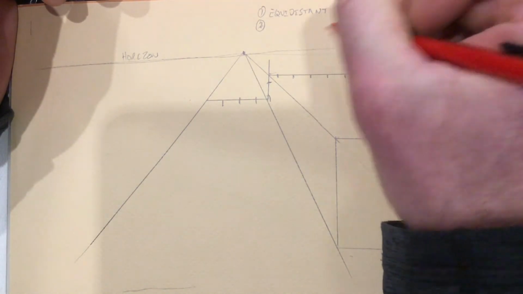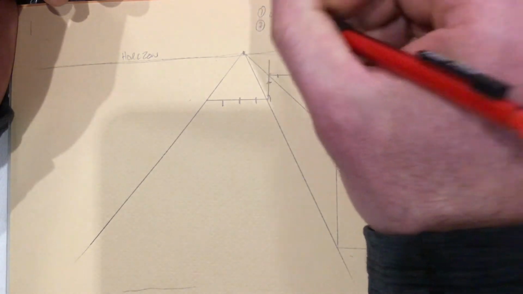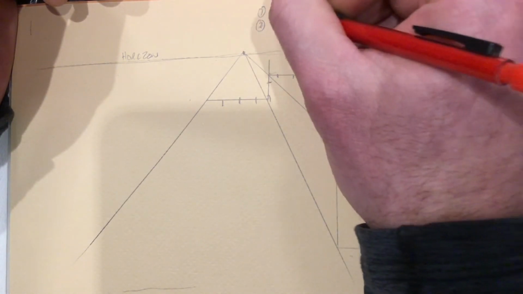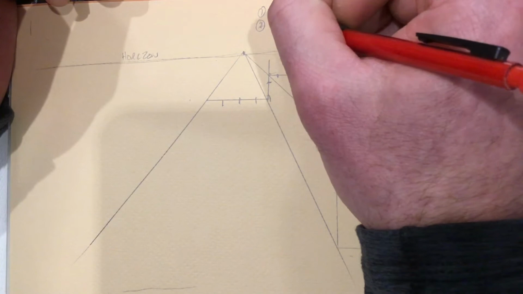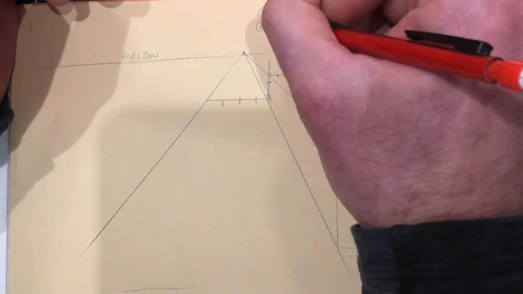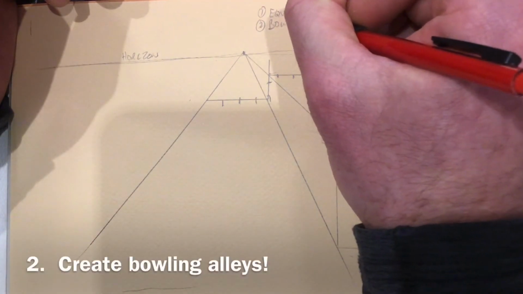Go ahead and do those equidistant marks if you haven't already. You can pause the video and then you can unpause. Oh, look, I'm back again. And we're gonna create a bowling alley.